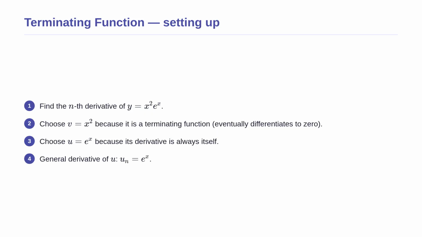Before we move on, let us see this formula in action with a concrete example. We want to find the nth derivative of x squared times e to the power of x. The trick here is choosing which function is u and which is v. We choose v to be x squared because it is a terminating function, meaning if we differentiate it enough times, it eventually becomes 0. We set u as e to the power of x since its derivative is always just itself, making our substitution incredibly straightforward.